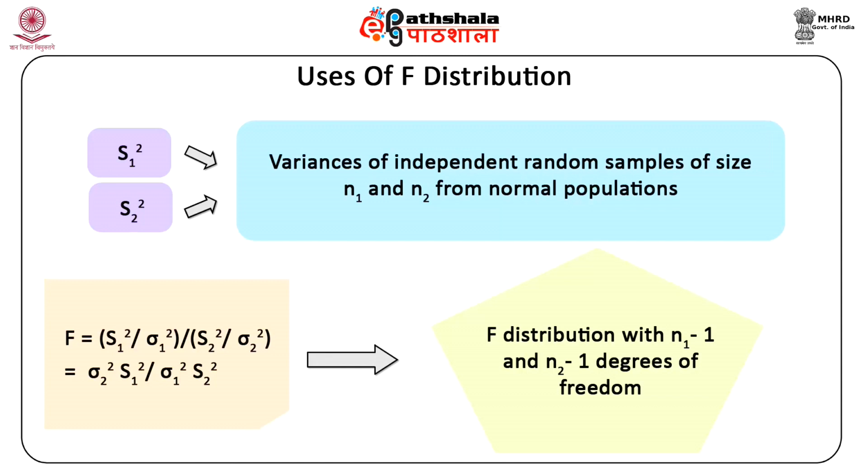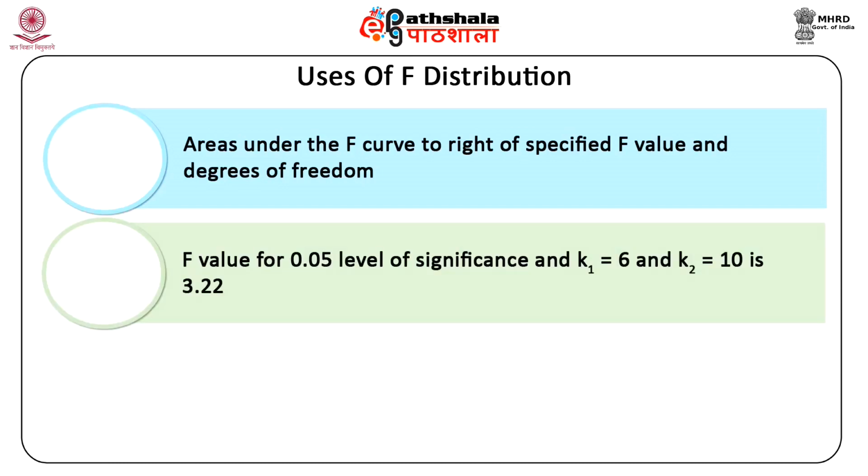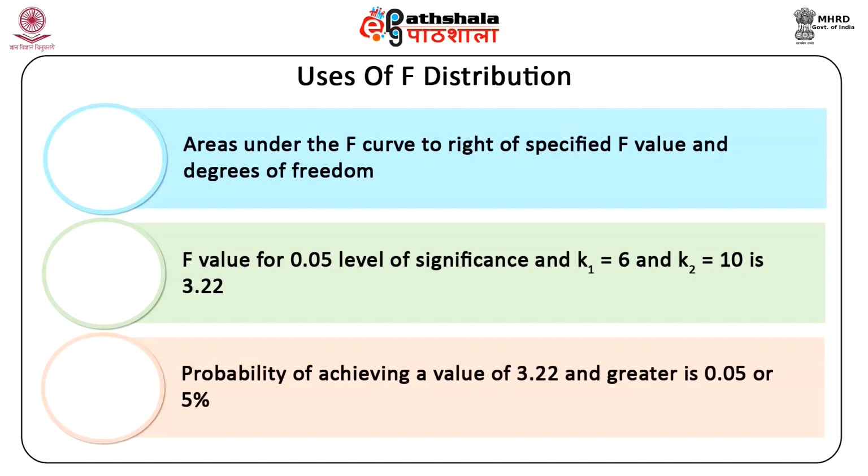F distribution tables give areas under the F curve to the right of the specified F value and degrees of freedom. For example, the F value for 0.05 level of significance and k1 equal to 6 and k2 equal to 10 is 3.22. This implies that at the F value calculated from the above method and 6 and 10 degrees of freedom, the probability of achieving a value of 3.22 and greater is 0.05 or 5%.